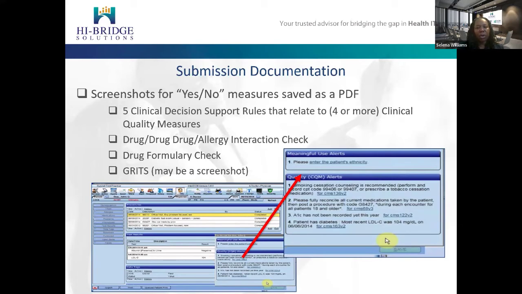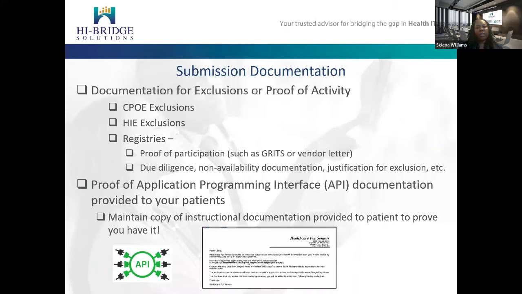And this is what you want to upload. Okay, so we're going to go over the submission documentation for exclusions or proof of activity. So the CPOE exclusions, if you have any exclusions on that, be sure to submit that. HIE exclusions, your registry's proof of participation.